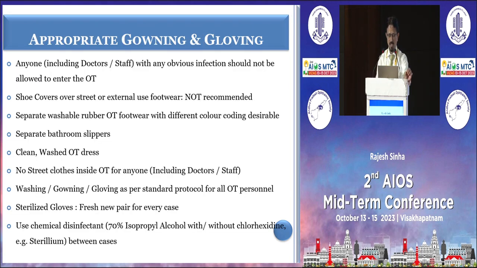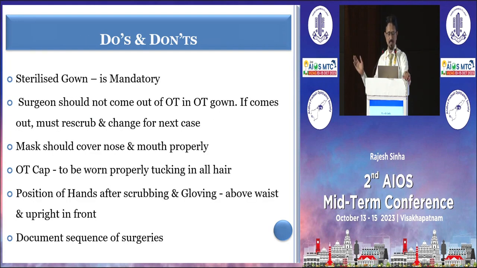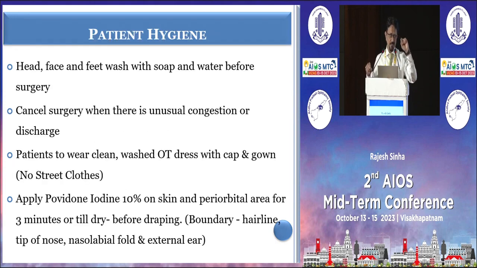Proper gowning and gloving is essential. If somebody who is using a gown has gone out, then the surgeon has to come back, remove his gown, wash it, and scrub again, and these things should be followed. The mask should properly cover the nose and mouth, and the OT cap should cover all the hair. The position of the hand after you have scrubbed should be above the waist, and we should document every event that has happened in the surgery in order to have nice post-op monitoring.